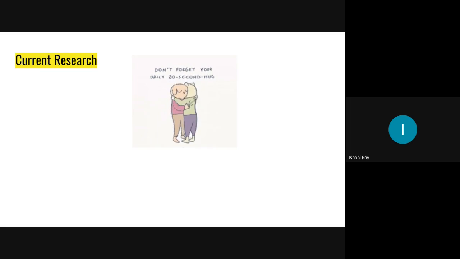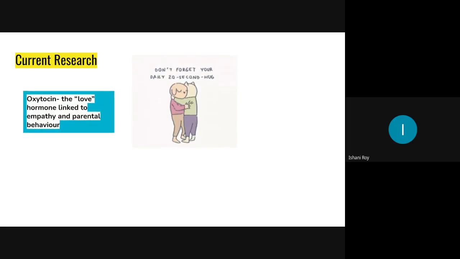Oxytocin is commonly known by quite a few names, some of them being the love hormone, the happy hormone, the cuddle hormone and the birth hormone. So based on these names, you must have an idea of what oxytocin does in our body, right? It makes us feel happy. It induces happy emotions in us, right? Scientists have studied oxytocin, and they have found out that this hormone is also linked to parental behavior and empathy.